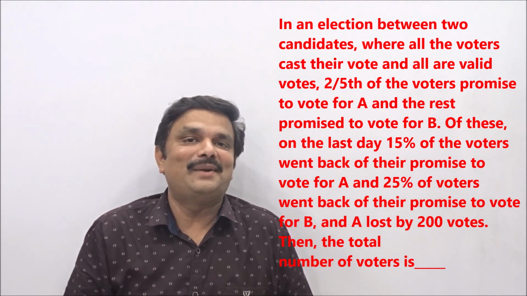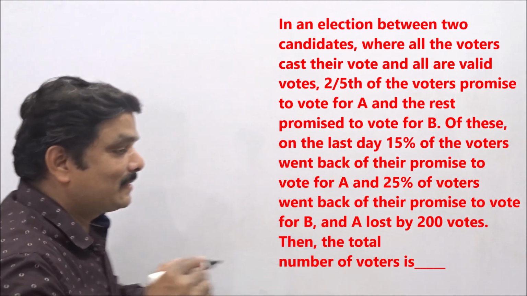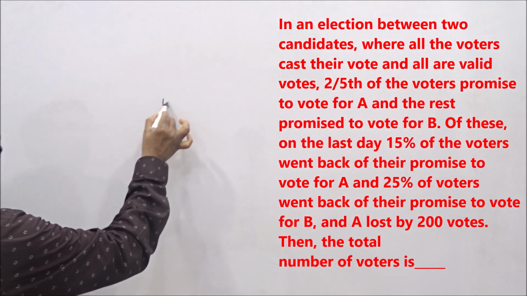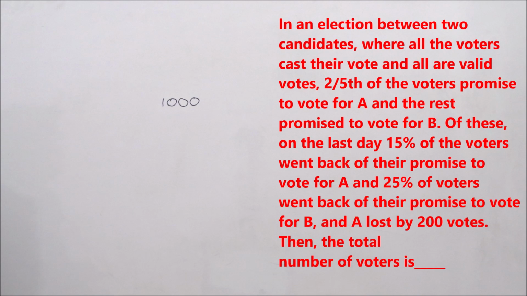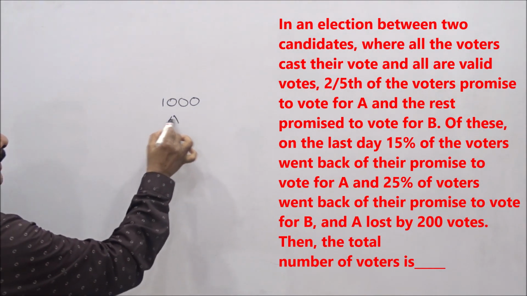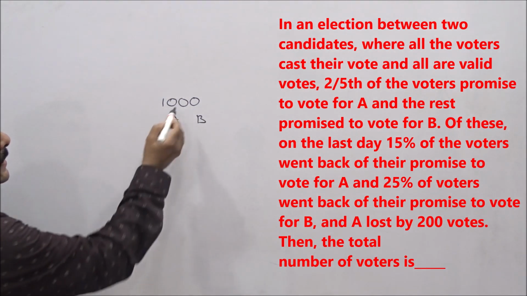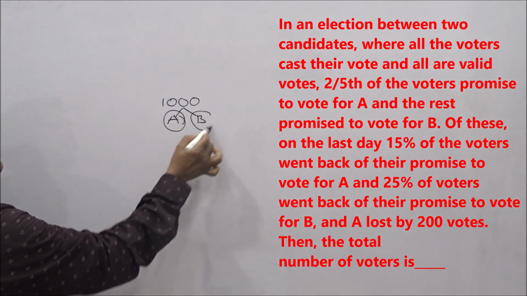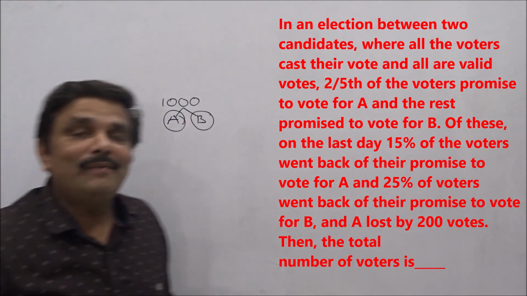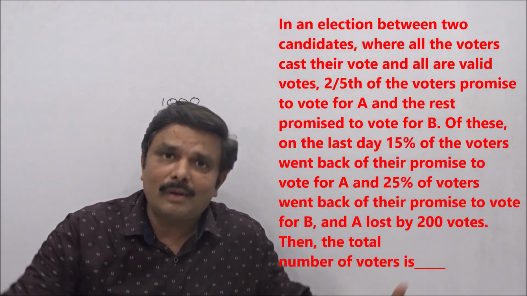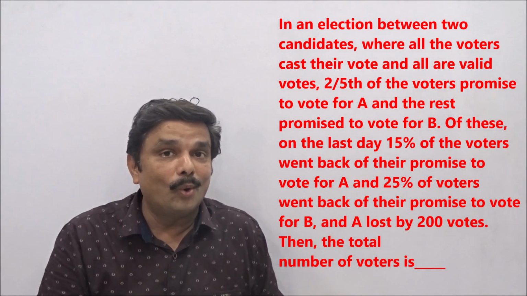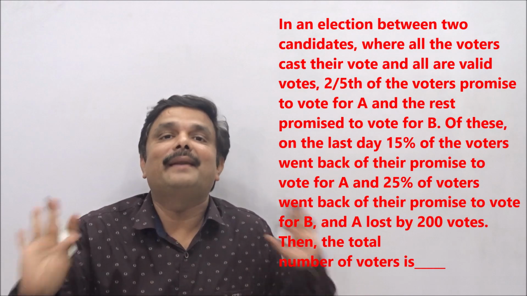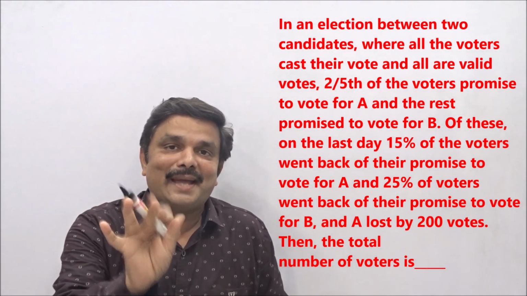What did you understand from this? Simple, students. Suppose there are 1000 votes, for example. Only 2 contestants are there, A and B, that's all. These 1000 votes must be distributed between A and B only, because there is no invalid vote, all have cast their votes, and moreover, there is no third candidate. This is how you need to analyze it.